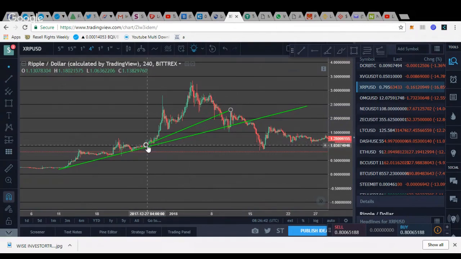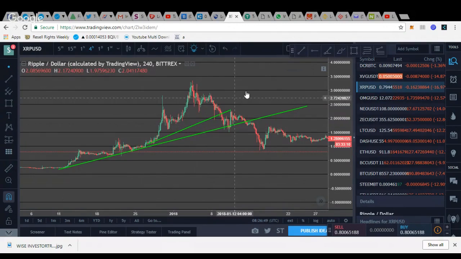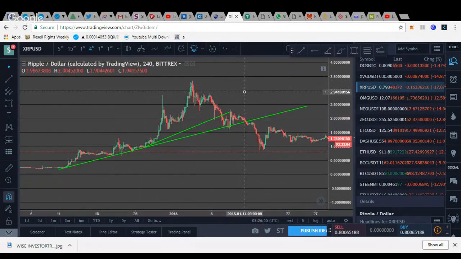Don't draw a line to suit what you are thinking. That's one thing about trading. If you want to remain profitable in trading, don't manipulate the line. Just draw what you see, not what you are thinking of. It's very, very important. You don't draw what you're thinking of, but draw what you see. So just that will make it simple.